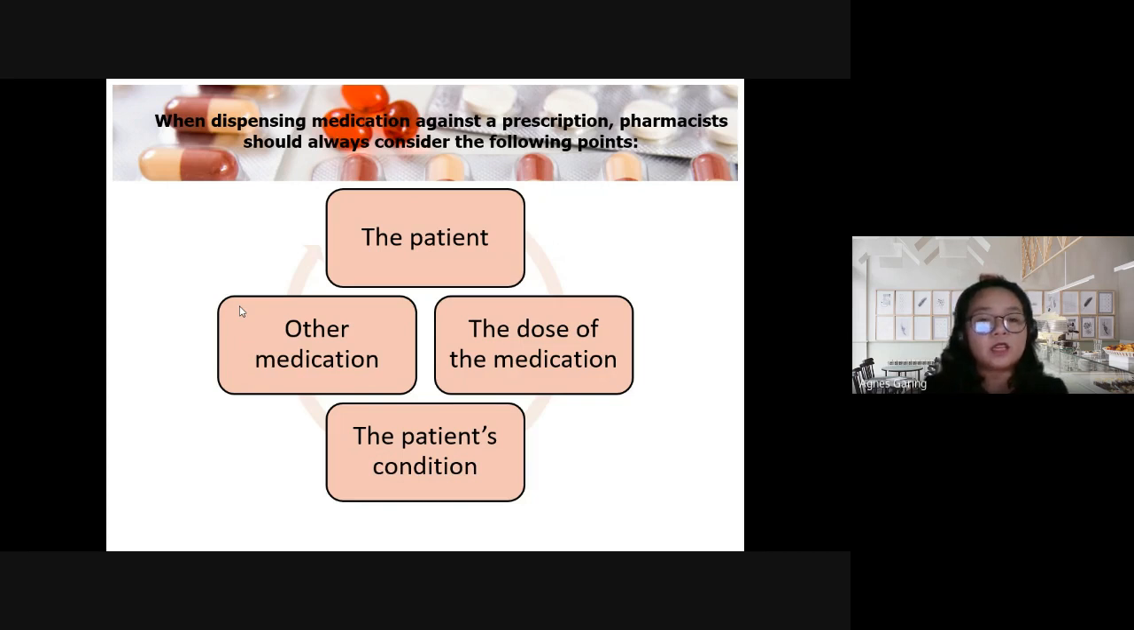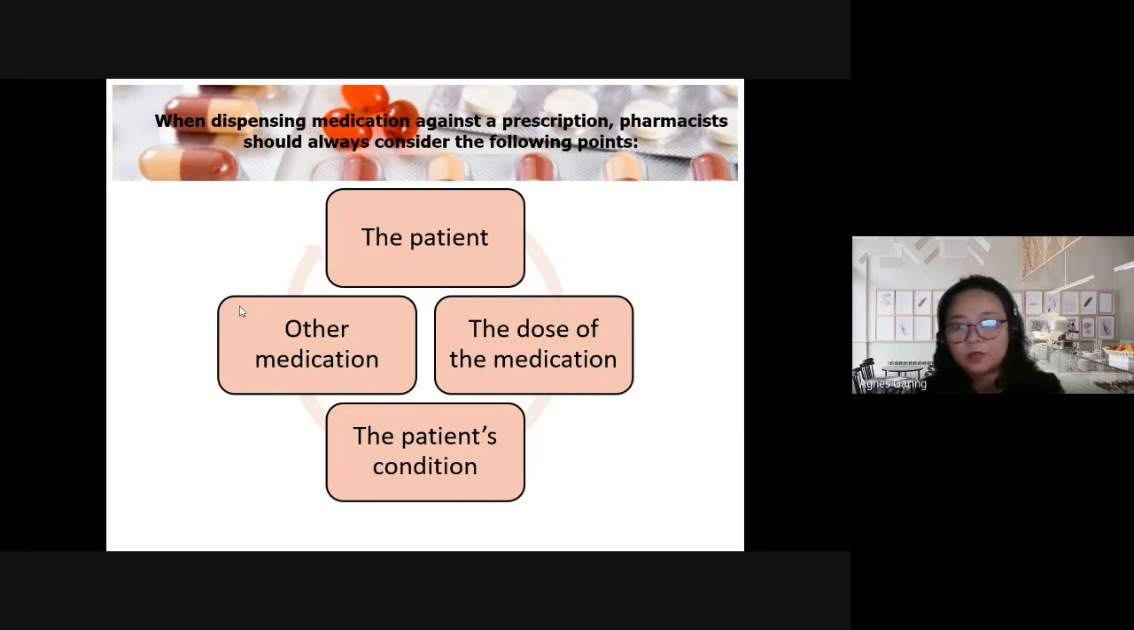But in cases of metabolism, of course, we cannot command, okay? We cannot tell our liver to stop producing more enzymes, right? So, since kapag ganun yung nangyayari, we have to adjust the dose of the medication.